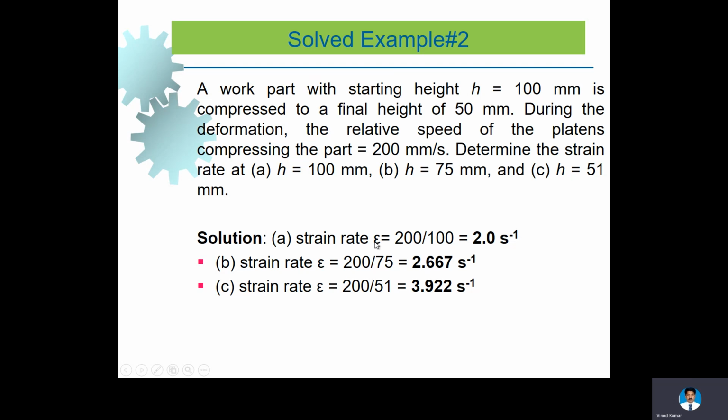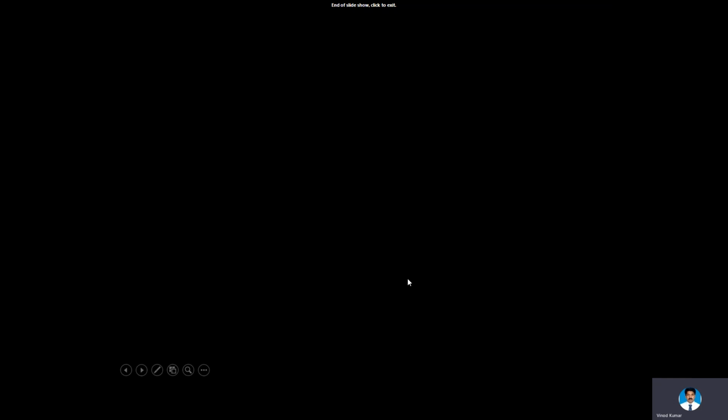Strain rate, that is epsilon dot, is equal to velocity divided by height. Velocity is 200, divided by height 100. So corresponding to 100 mm, velocity divided by 100 gives 2 per second. Then the second part: determine the strain rate at a height of 75 mm. So velocity divided by height 75 gives the strain rate at 75. Similarly, the strain rate at 51 can also be calculated from these equations.